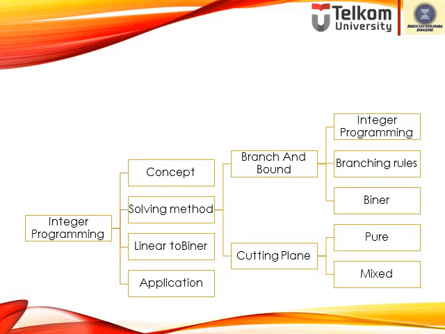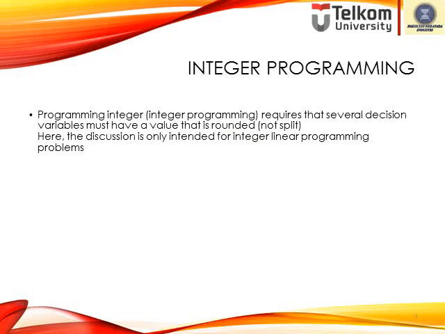Integer programming is divided into four: the concept, solving method, linear to binary, and application. From the solving method we have cutting plane and branch and bound. From branch and bound we have integer programming, branching rules, and binary. From cutting plane we have pure and mixed. Here the discussion is only intended for integer linear programming problems.